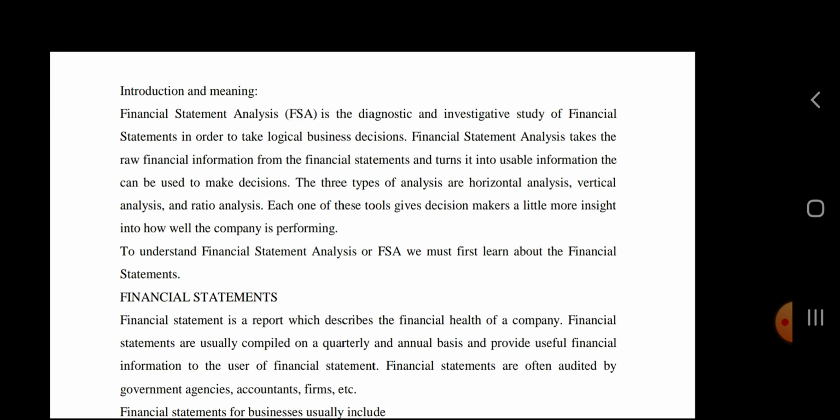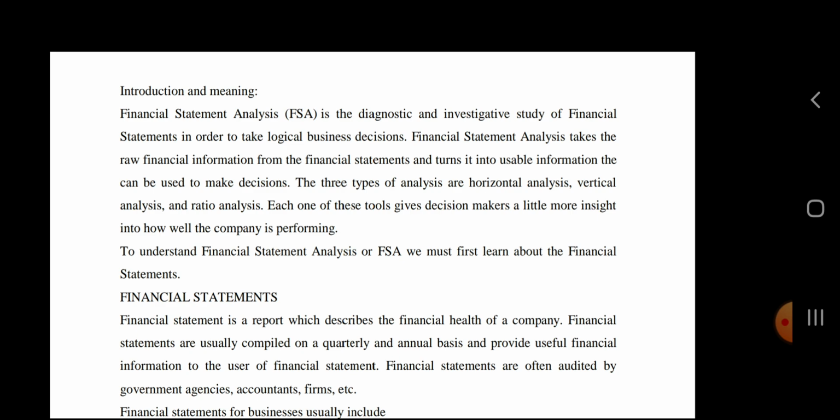Okay, in financial statement analysis there are three types of analysis. First one is horizontal, second one is vertical, and third one is ratio analysis. Here we only study the ratio analysis in our unit number second. Okay, ratio analysis means what? In simple words, ratio analysis means it is a relationship between two figures of the profit and loss account or balance sheet figure.